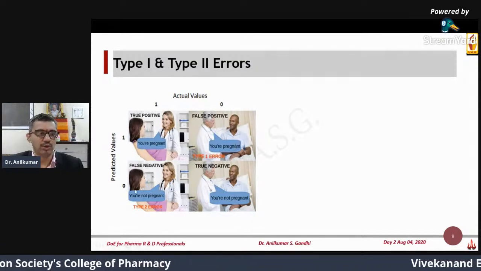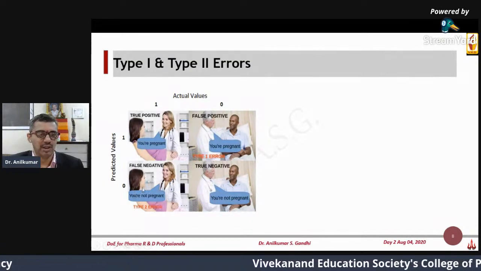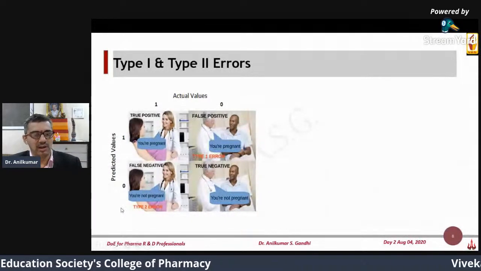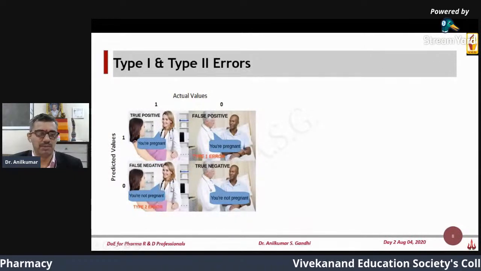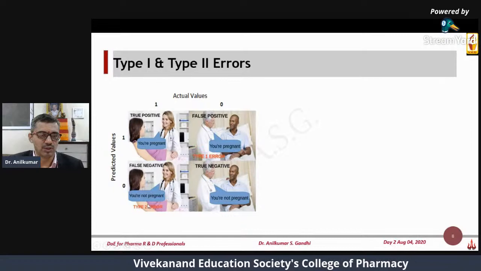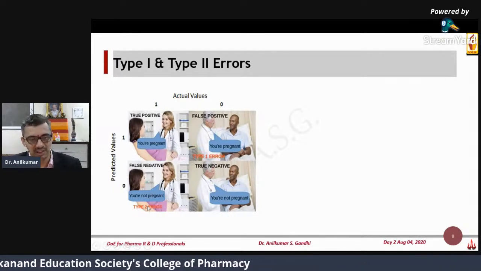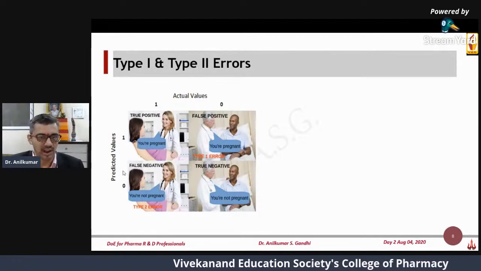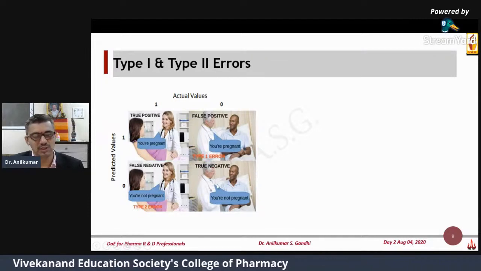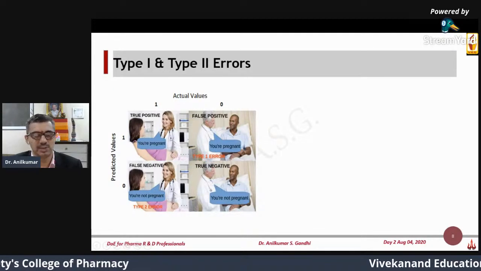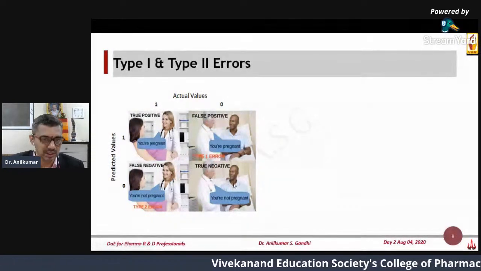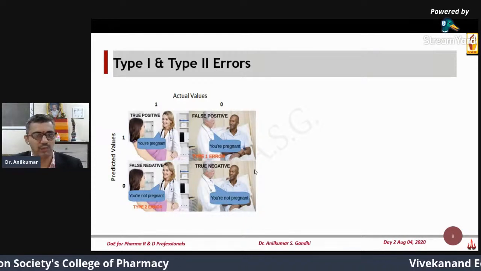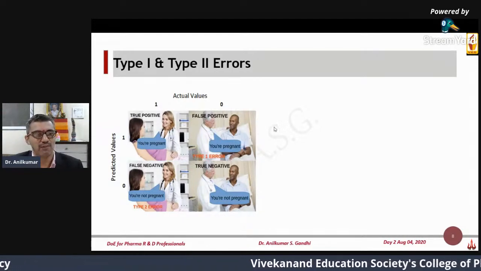And when you look at the second part of it, now the pregnancy test says that both are not pregnant. Now there is another problem here, because you know that the lady is pregnant. So now what you've got is a false negative. You know the lady is pregnant, but the test is showing that she is not pregnant. And of course, the man is not pregnant, he cannot get pregnant, so it shows the correct result, which is a true negative. I hope with this example, the concept of type 1 and type 2 error is quite clear. Type 1 is the false positive, type 2 is the false negative.